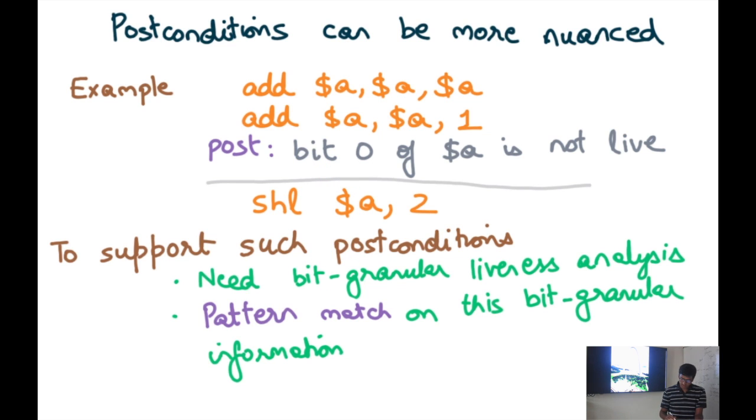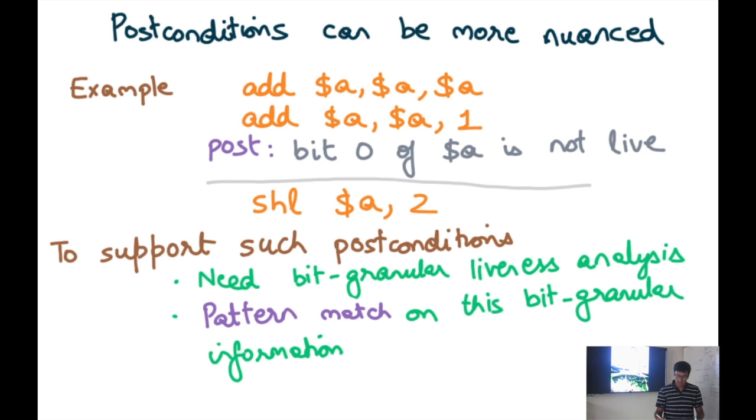And to support such post conditions, we firstly need a bit granular liveness analysis. So we need some analysis which says which bit of which register is live. This is possible, but it increases the running time of the compiler and also the complexity of the compiler. Moreover, you need to pattern match on this bit granular information. So the Peephole optimizer, which is going to use these Peephole optimizations to optimize your code, needs to pattern match on this bit granular information, which is a design decision that a programmer or compiler developer will need to make.